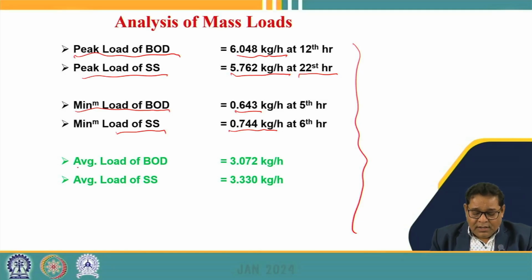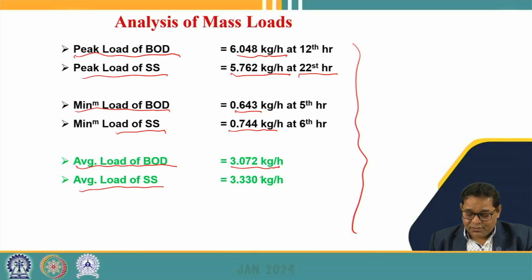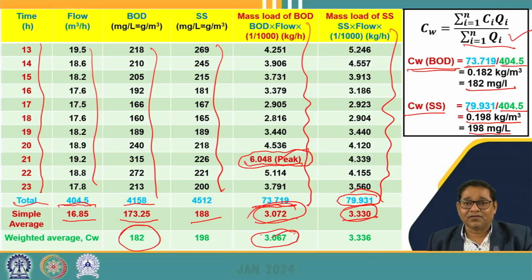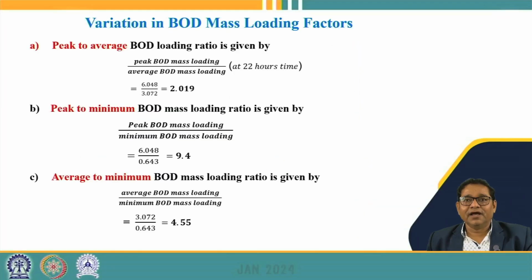And if we calculate the average load of BOD, that is equal to 3.072, and similarly the average load of suspended solids is 3.330, as we have calculated already. Based on the equalized concentration, the value also comes near the simple average value, that is 3.067 and 3.336. And then these are the mass loading factors.